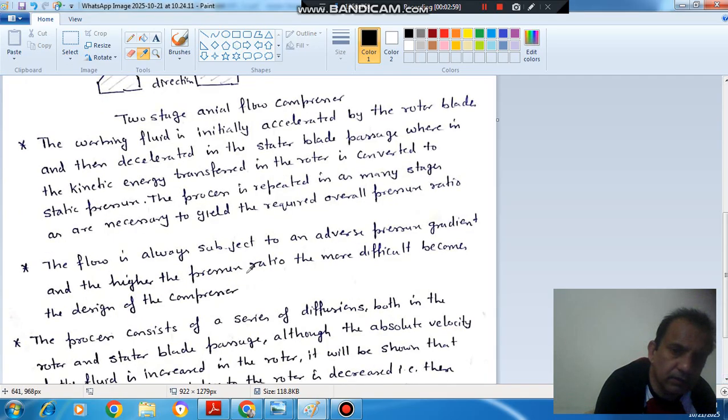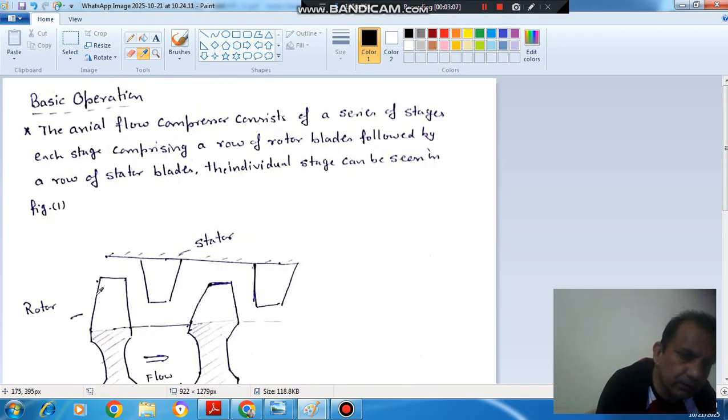Next point: the flow is always subject to an adverse pressure gradient. It means that here we can see kinetic energy is increasing and flow is taking place in this direction, and pressure energy is increasing here as well. So the flow is always taking place in a direction in which the pressure is increasing. But if there is no compressor, the flow always takes place in a direction in which the pressure is decreasing. Here the pressure is increasing and flow is taking place in this direction. So that is your adverse pressure gradient.